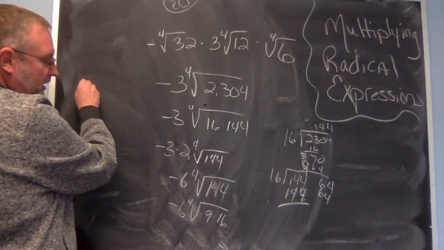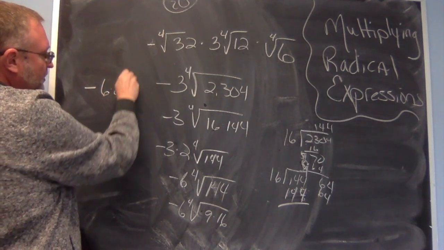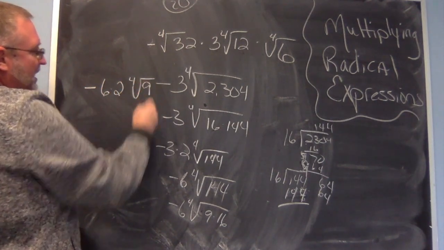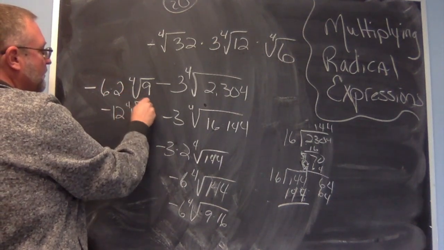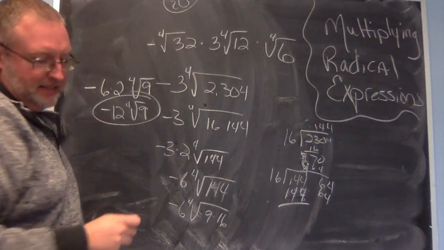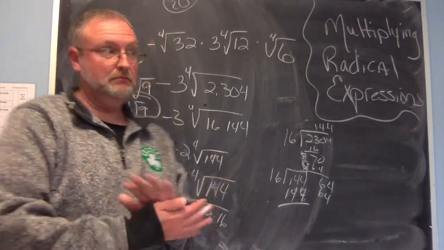All right, over here. So I have negative 6 times 2 times the fourth root of 9. Negative 6 times 2 is negative 12 times the fourth root of 9. That's as far as I can take that. All right, so negative 12 times the fourth root of 9.